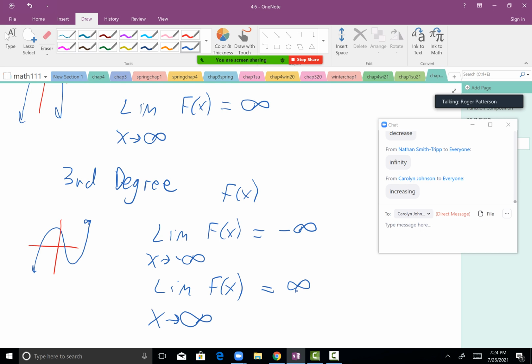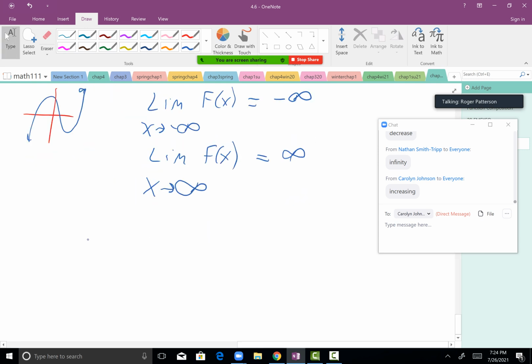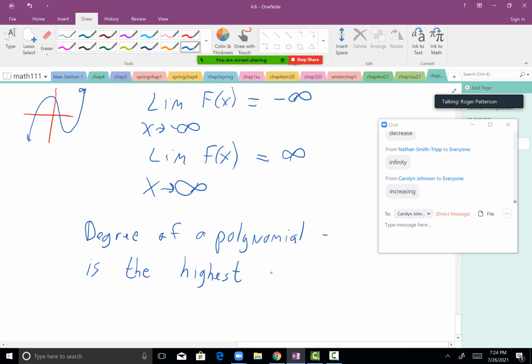The only other thing here, I want to make sure that we understand, because I'm a little bit not sure about this. So the degree of a polynomial, again, is the highest, I like to say, or largest, you can put any word you want, exponent.